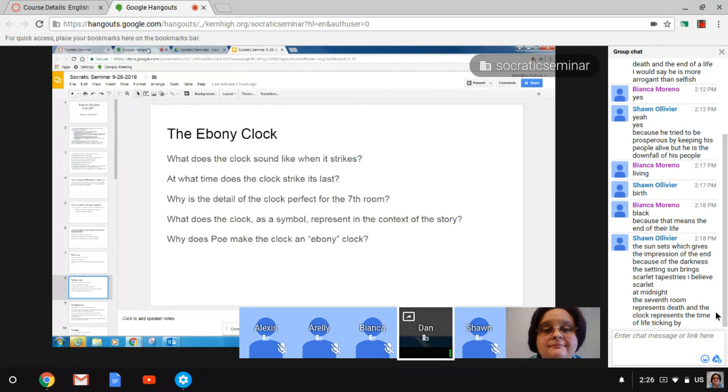So why does Poe make the clock an ebony clock? Now, the word ebony is one that you might not be familiar with. Ebony could be two things. It could be a very, very dark, almost black wood that's used on guitar fretboards and on the piano keyboard for the black keys, perhaps. And it can also signify just black, a black color. So why does Poe make the clock an ebony clock, a black clock?